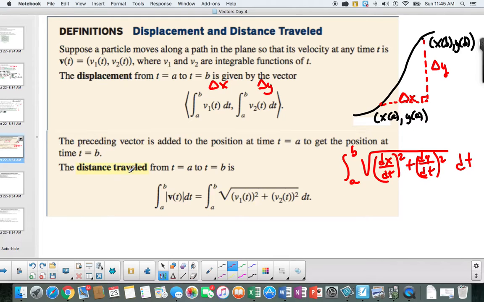Now, distance traveled is very similar to the arc length. When you use this velocity of the x direction, you're really finding dx dt. So these two are the same. This is the same as this. So when you take the velocity for the x position and square it, and take the velocity for the y, which represents dy dt, you're really figuring out arc length, or in the end, distance traveled.